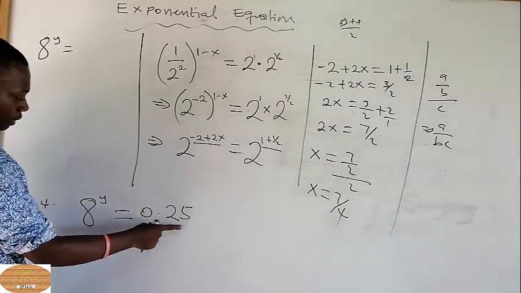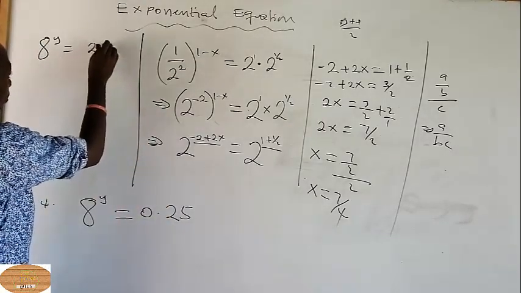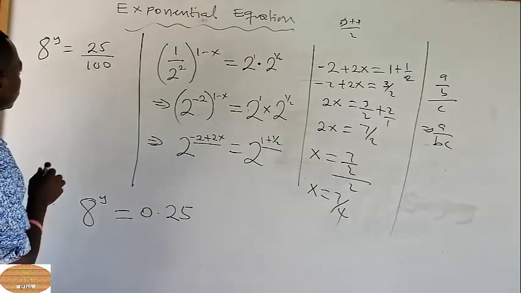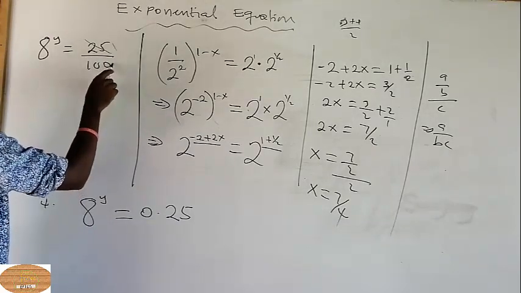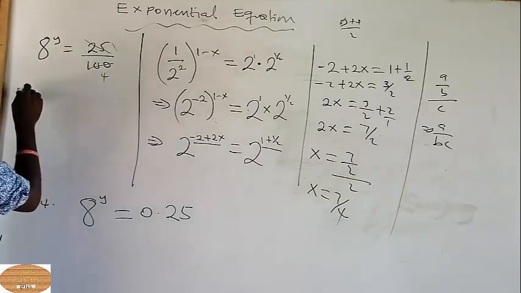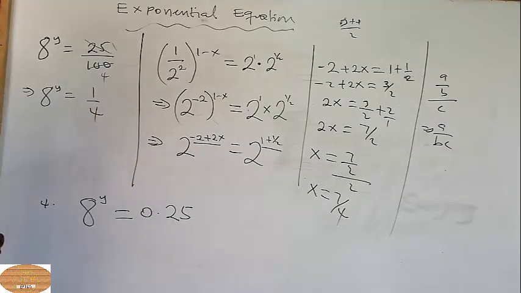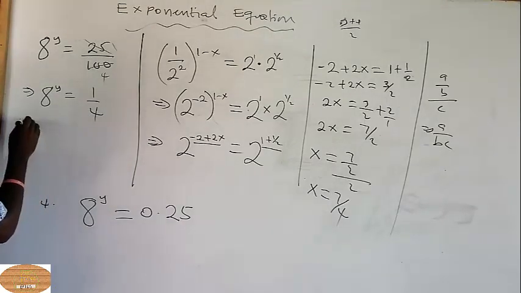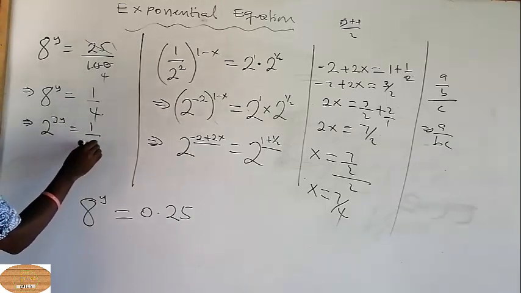For example, this one is the same as 25 over 100, because 25 over 100 is the same as 0.25. So this one can be written like this. Alright. So let's do cancellation. 25 into 100 is 4. So I have 8 to the power y equals 1 over 4. Alright. So let's change this one. So this one is the same as 2 to the power 3y equals this one also 1 over 2 to the power 2.